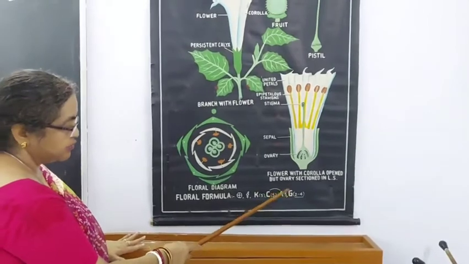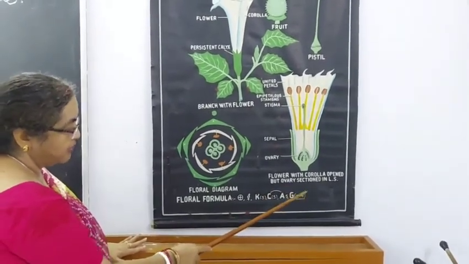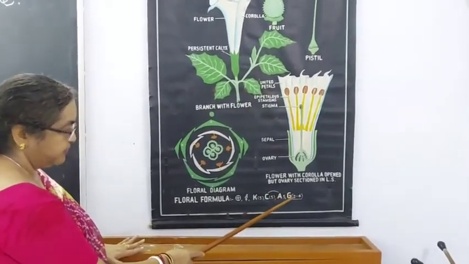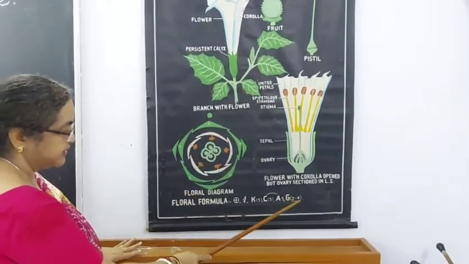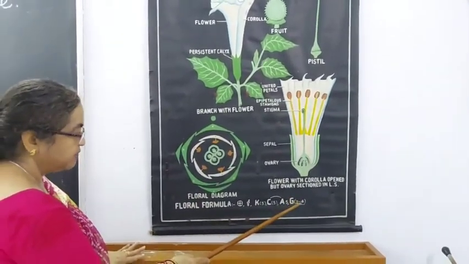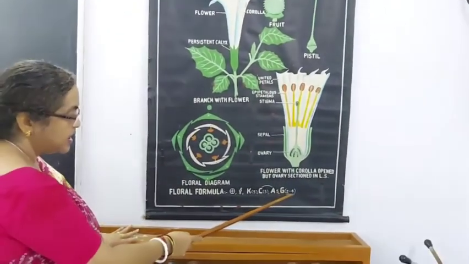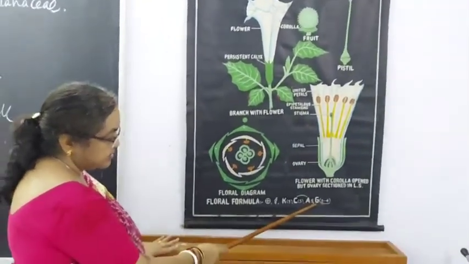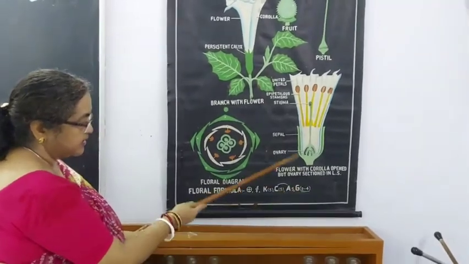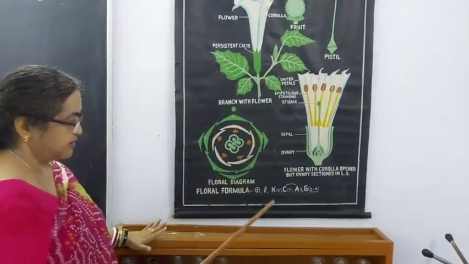Gynoecium, it is a superior ovary, 2 to 4, but in your case it is only 2. In this case it is 4, that's why they have written it. Otherwise you will write 2 and they are syncarpous, means joined together, and you have to put an underline, showing that the ovary is at the highest position in the flower.